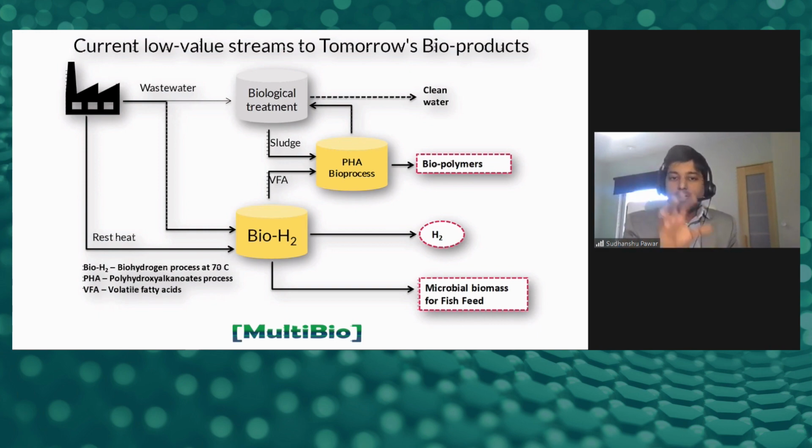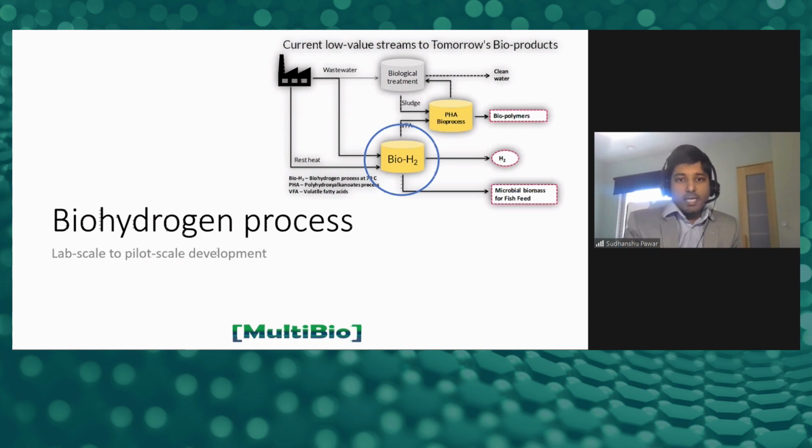And doing all this, the water that leaves the last step, that is the biopolymer process, is relatively clean, and that means the biological treatment of the existing facility will not need so much input of chemicals and energy, and it will be a simplified cleaning process. So that was the concept of the project. And I'll begin with the biohydrogen process.